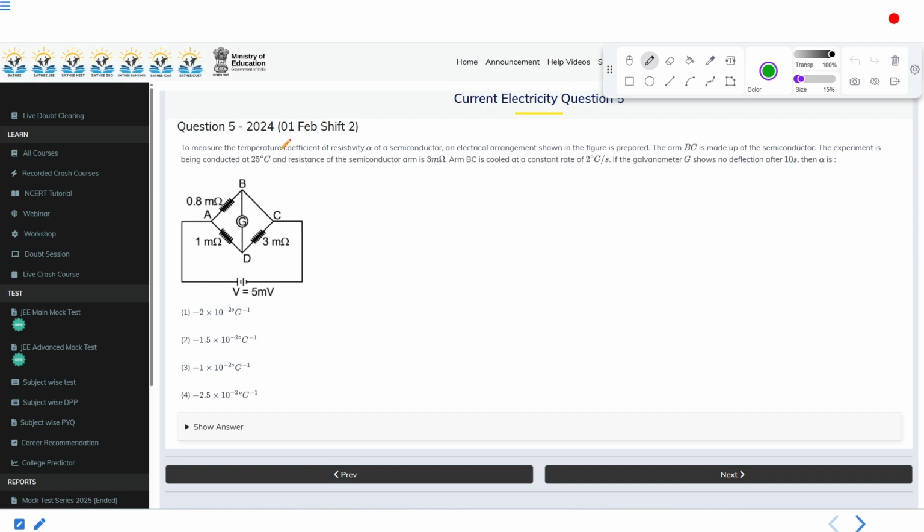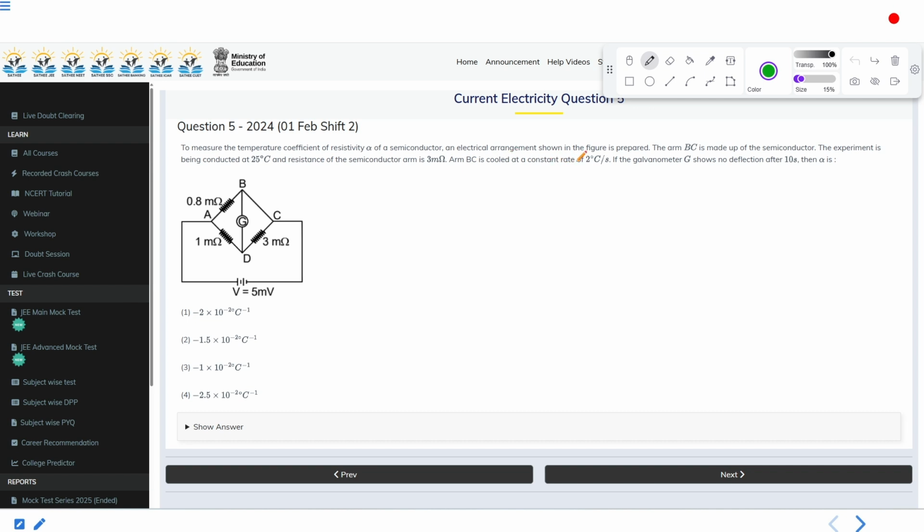Okay, so to measure the temperature coefficient of resistivity alpha of a semiconductor, an electrical arrangement shown in the figure is prepared. The arm BC is made up of semiconductor material. The experiment is being conducted at 25 degrees Celsius and the resistance of the semiconductor arm is 3 milliohm. So I can write here, at 25 degrees Celsius the resistance of this arm is 3 milliohm.